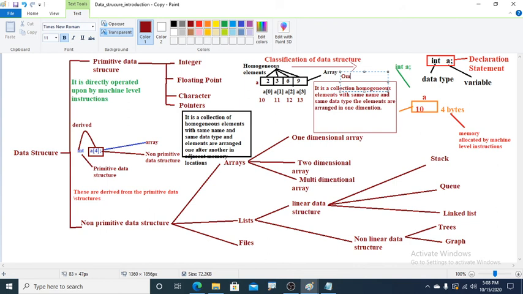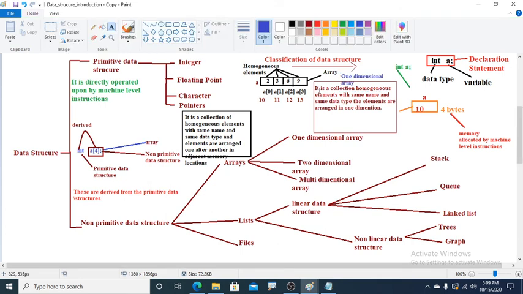Now please try the two dimensional array explanation. There are minor changes. Everything is the same, with few changes. It is a collection of homogeneous elements with the same name and the same type. The elements are arranged in two dimensions. It is a two dimensional array. What do you mean by a multi-dimensional array? It is a collection of homogeneous elements with the same name and the same data type. The elements are arranged in multiple dimensions.